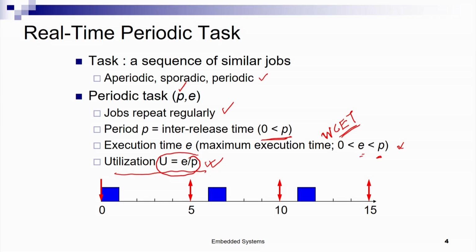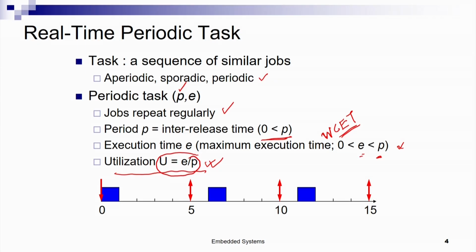So, let us say if E by P is half, that means half of the time on the processor must be dedicated to the execution of this task. And without a lot of deep analysis, we can easily understand that if we have two such tasks of size half, we cannot have any more tasks on this processor, because half of the time will be used by one task, and the other half, which also has a utilization of half, will be taken by the other task. So, no more tasks can be scheduled on that processor.